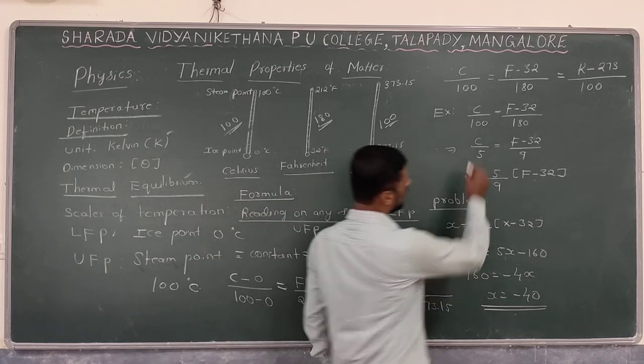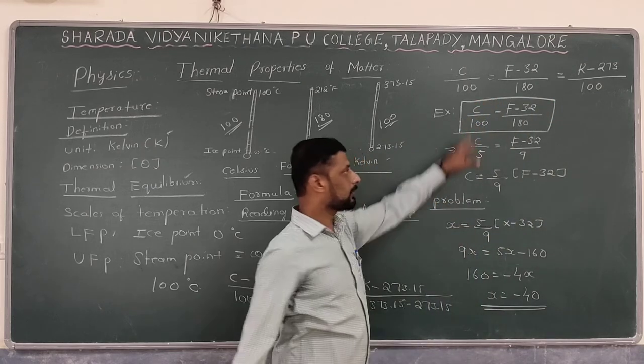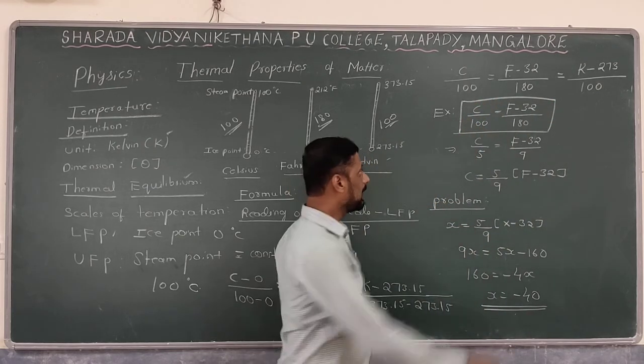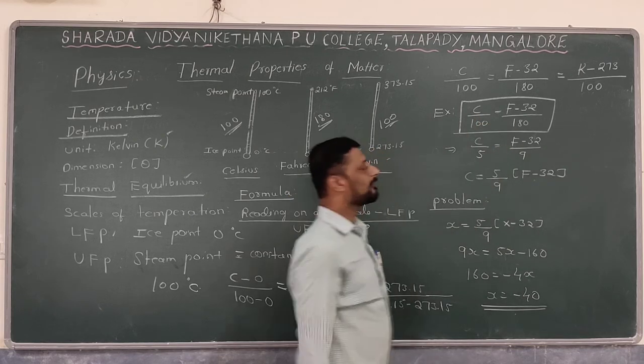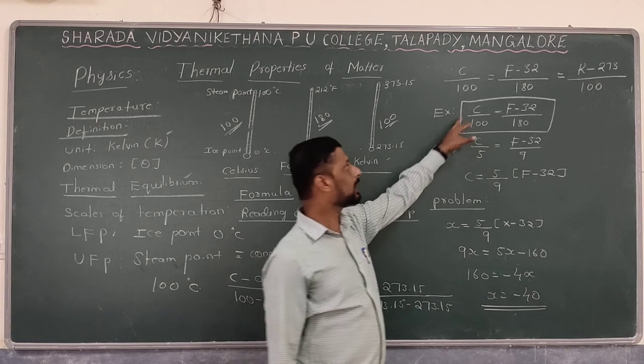So here, by using this formula, you can convert the temperature from one scale to the other scale, that is, from the Celsius scale to the Fahrenheit scale. That is C/100 = (F - 32)/180. If you know the temperature in degrees Celsius, you can convert it into Fahrenheit.